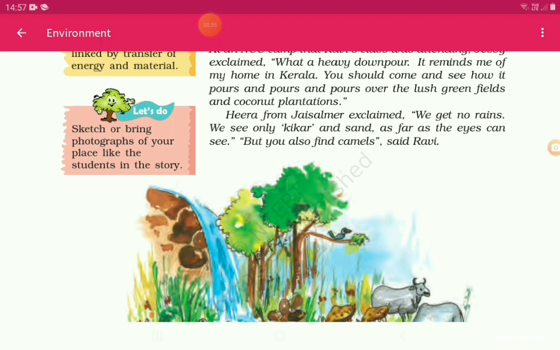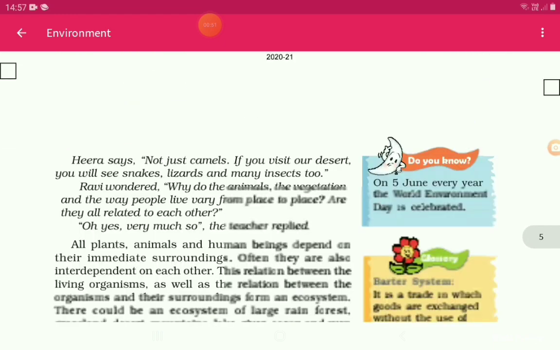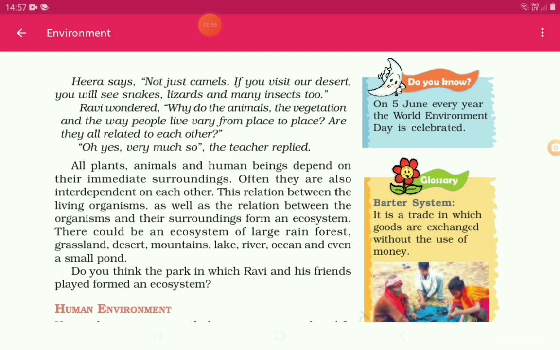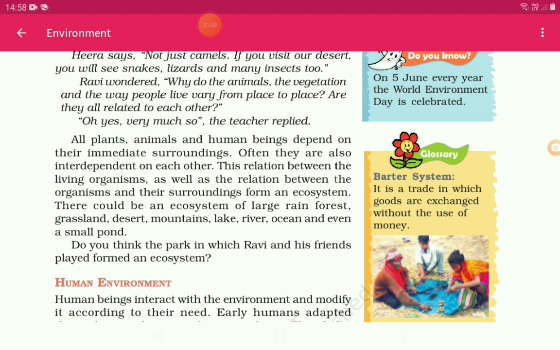Hira from Jaisalmer exclaimed, "We get no rains, we see only kikar and sand, as far as the eyes can see." "But you also find camels," said Ravi. Hira says, "Not just camels. If you visit our desert, you will see snakes, lizards, and many insects too." Ravi wondered, why do the animals, the vegetation, and the way people live vary from place to place? Are they all related to each other?